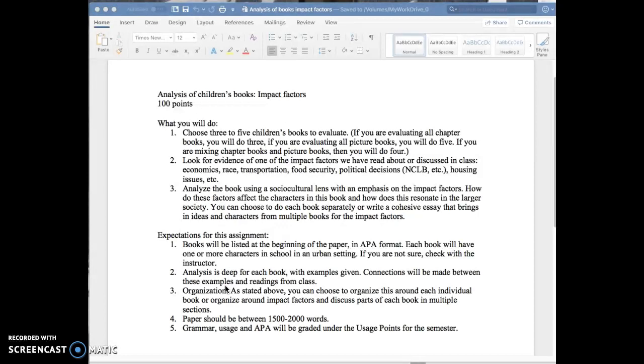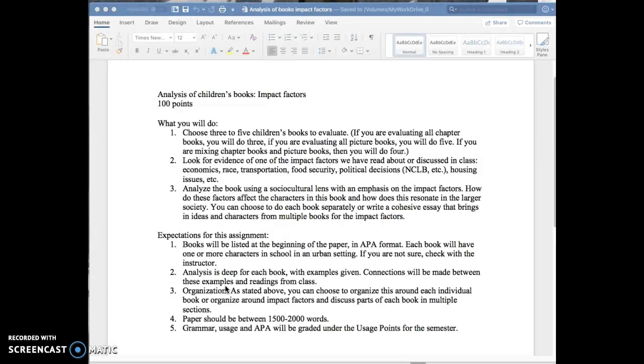Then you're going to do an analysis, and the expectation for this assignment is that the analysis will be relatively deep with examples from the books given. So it would be important for you to make connections between what you're seeing in the books and the readings that we have from class. So again, when you mention those readings, it's important for you to do that with APA citations.